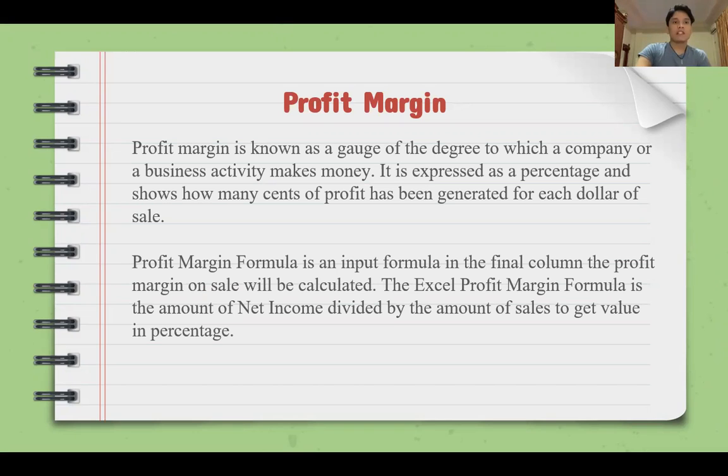Okay, the next formula is the profit margin formula. Profit margin is known as a gauge of the degree to which a company or business activity makes money. It is expressed as a percentage and shows how many cents of profit has been generated for each dollar of sales. In Excel, the profit margin formula is an input formula in the final column. The profit margin on the cell will be calculated. The Excel profit margin formula is the amount of net income divided by the amount of sales, or C column divided by A column, to get the value in percentage.